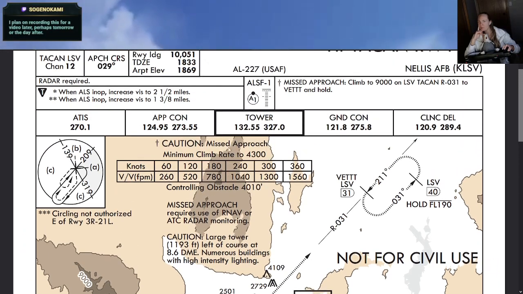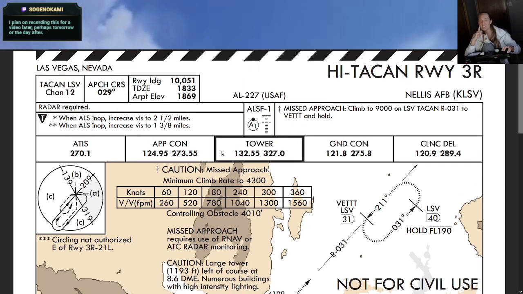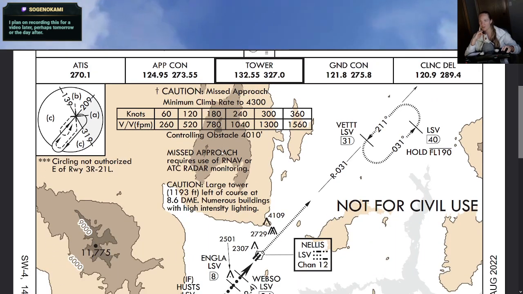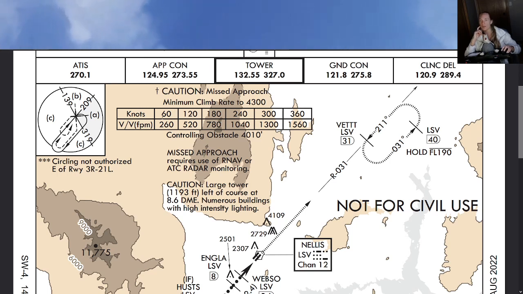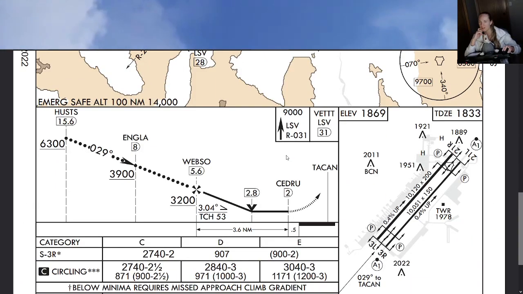This is a lot. It doesn't seem like it, but just adding all of the different things. Vertical velocity. Oh, interesting. So, vertical velocity in feet per minute. Oh, that's super cool. Controlling obstacle. What does that mean? And why is it dotted?